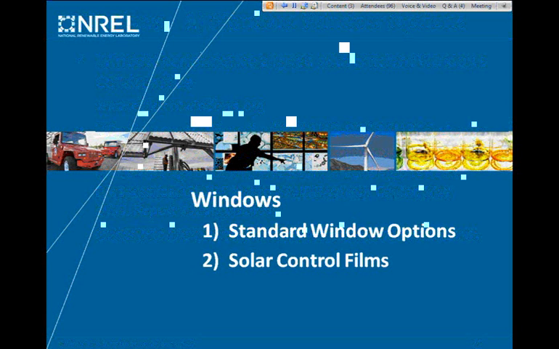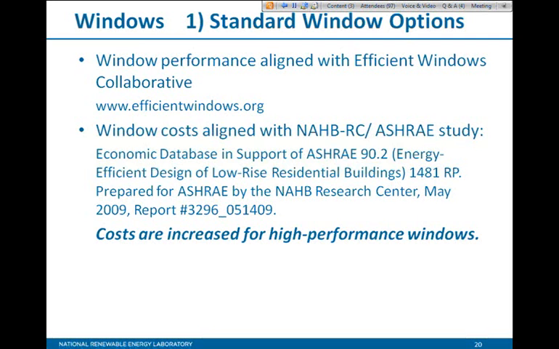For the primary windows, the list of options that we provide, as well as the U factors and solar heat gain coefficients for those options, are now aligned with the Efficient Windows Collaborative. For the most part, we added a few other options in addition to ones that they list, but that's where all the performance numbers come from.